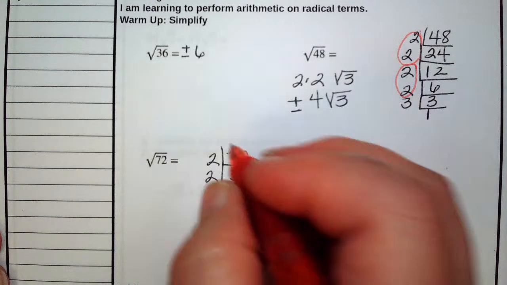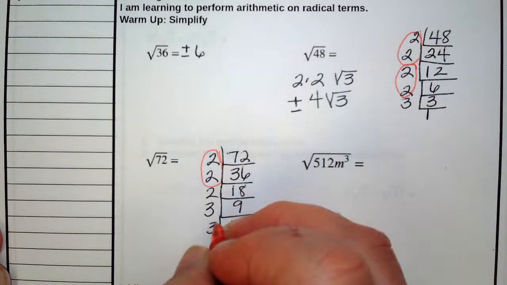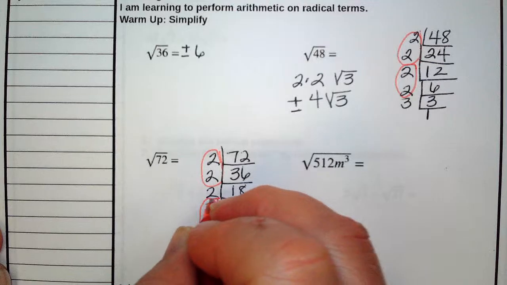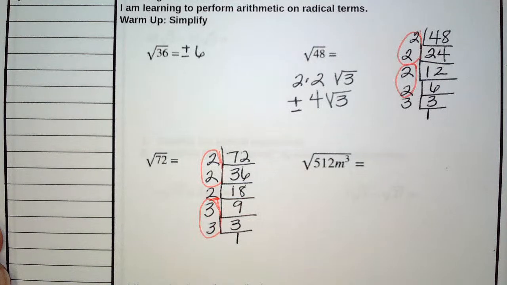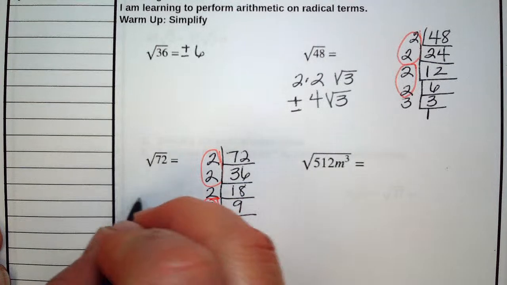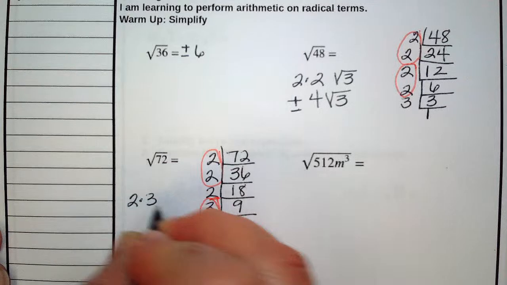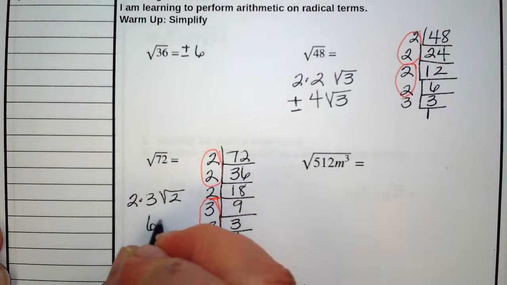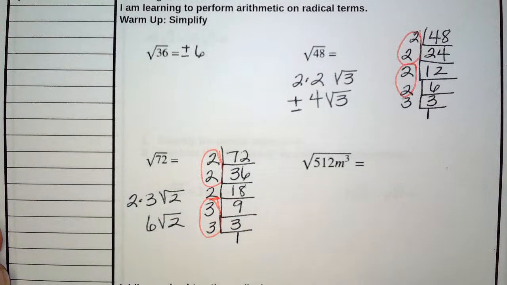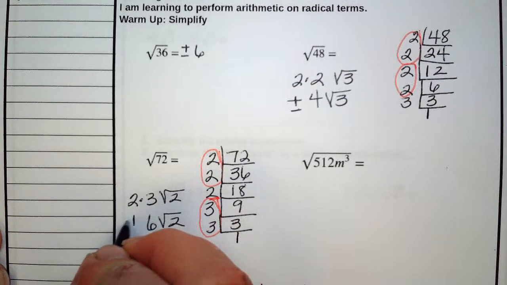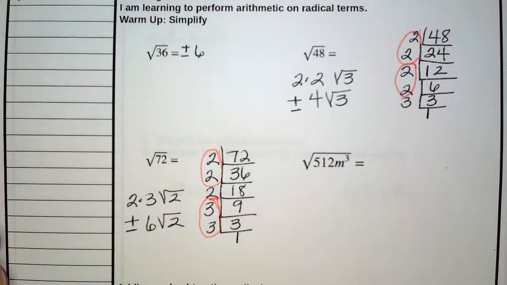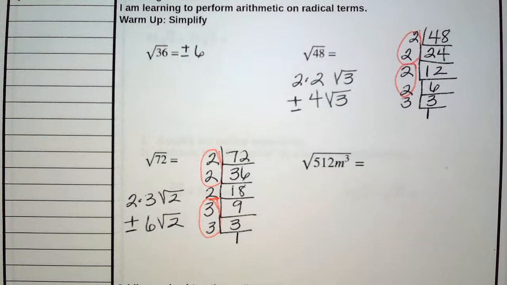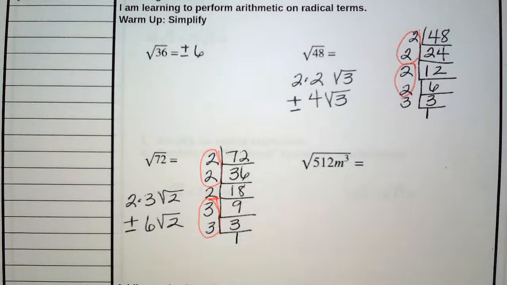Let's find our pairs. A pair of 2's and a pair of 3's. And I've got this 2 here that is left over. So this becomes 2 times 3 square root of 2, 6 square root of 2. Once again, we've got our primary, which is our positive, and our secondary, which is our negative. What about the last one? The last one we threw that pesky little m to the third power in there.